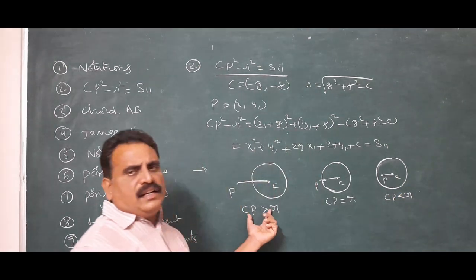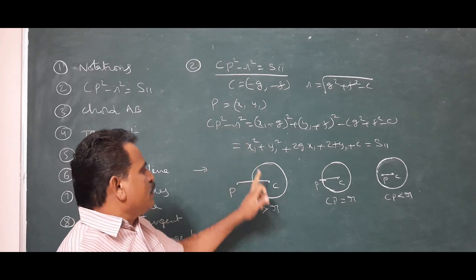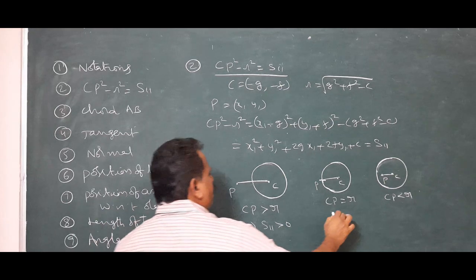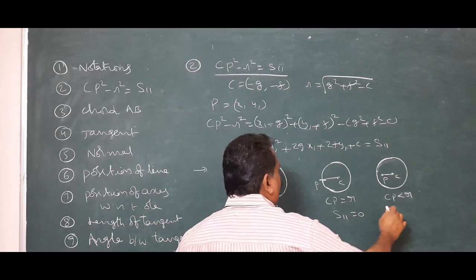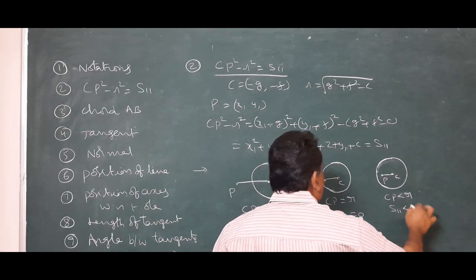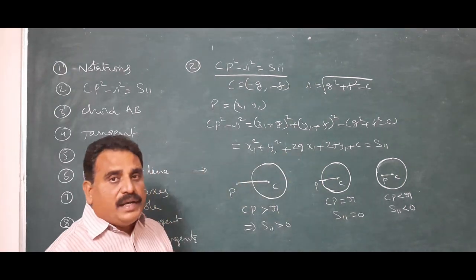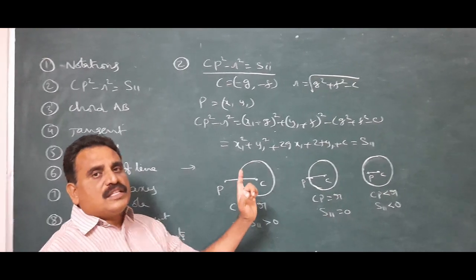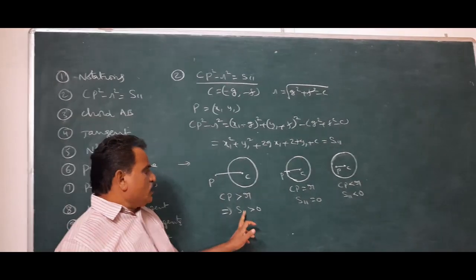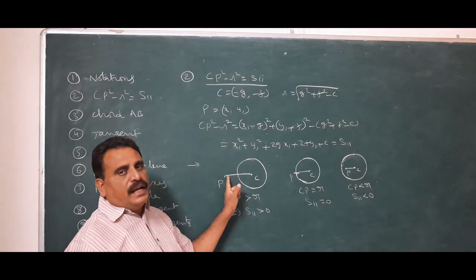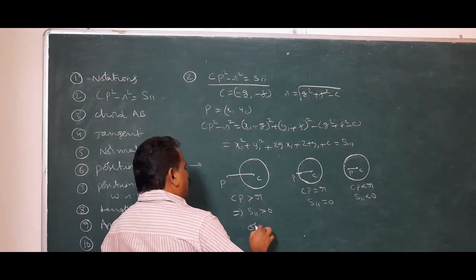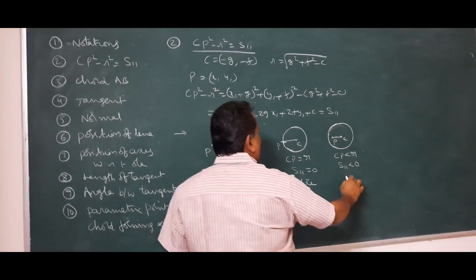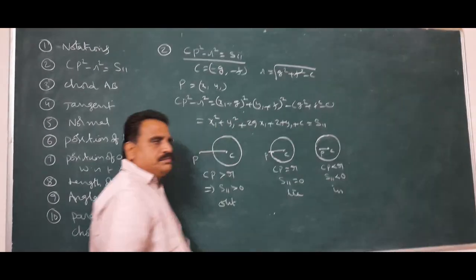Whenever CP is greater than r, CP square minus r square is greater than 0. That means S11 greater than 0. Here S11 equal to 0. Here S11 less than 0. S11 is the power of the point. Based on that, we can decide the point position with respect to the circle. S11 greater than 0, the point is outside. S11 equal to 0, lies on the circle. S11 less than 0, inside the circle.